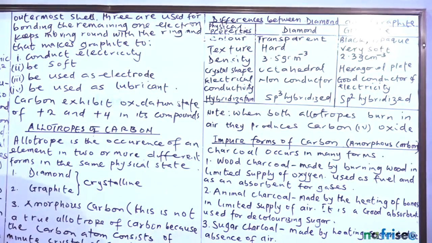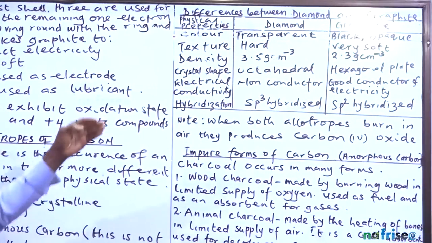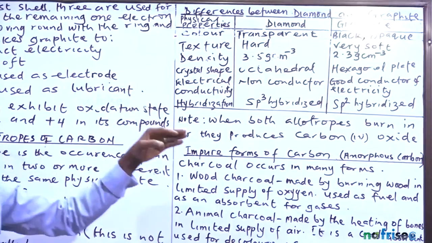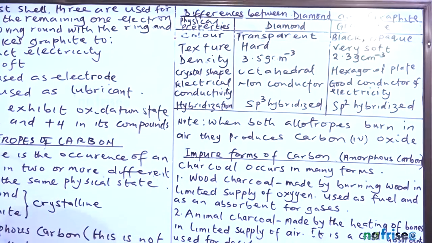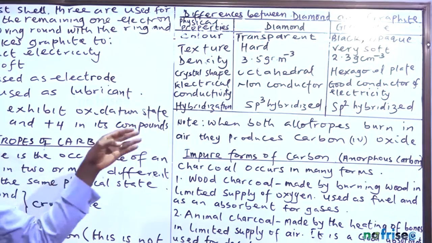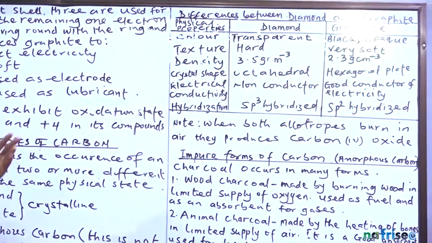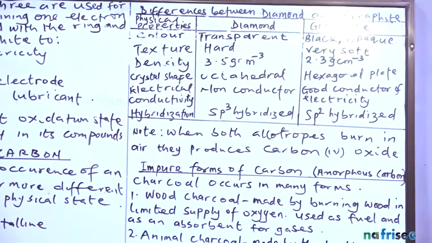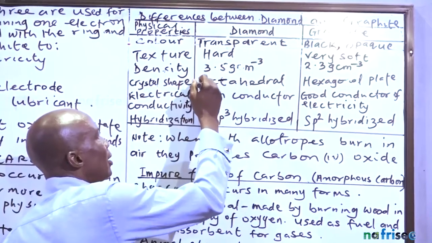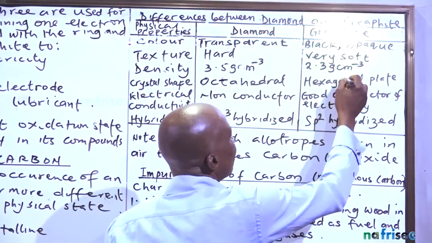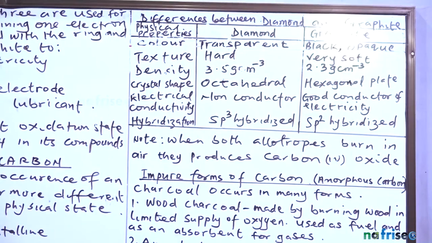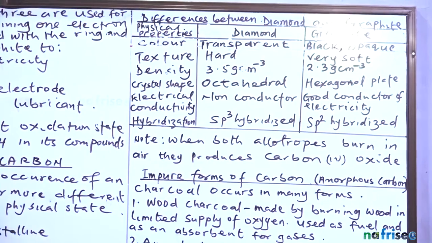Let's look at density. Diamond has a density of about 3.5 grams per cubic centimeter, while graphite has a density of 2.3 grams per cubic centimeter. Meaning, diamond is denser than graphite. Still on crystal shape, diamond is octahedral, while graphite is hexagonal. That is talking about shape. Diamond is octahedral, graphite is hexagonal.